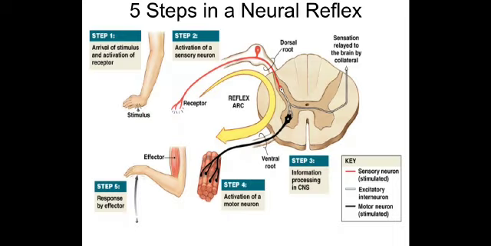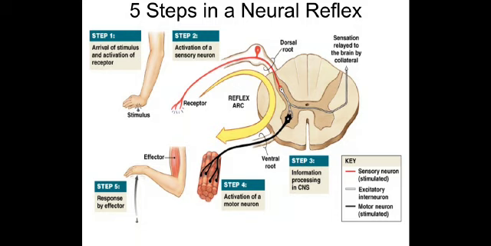The five steps in a neural reflex are: whenever there is an arrival of a stimulus, the receptor is activated, which in turn activates the sensory neuron. The afferent goes to the dorsal root ganglia and is relayed to the brain by a collateral, along with its synapses with the ventral horn cells, that is the motor neuron, and it finally activates the motor neuron, and thereby there is a response in the effector organ. These are the steps involved in the reflex arc.